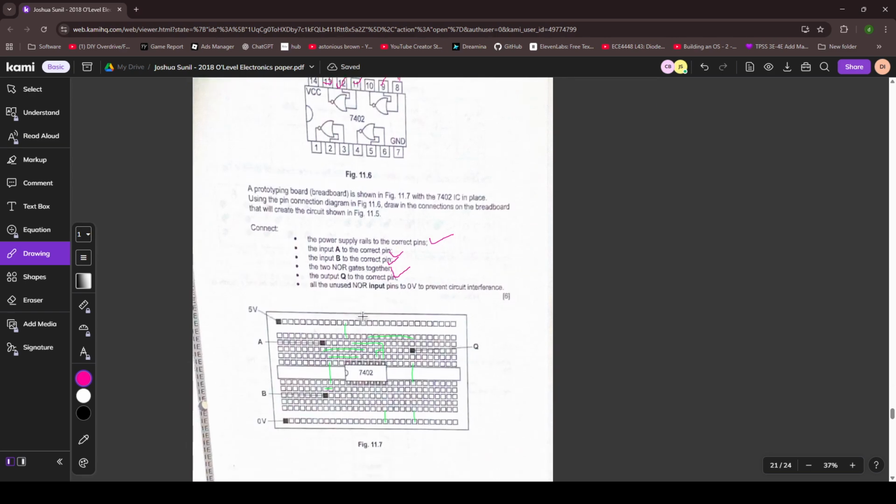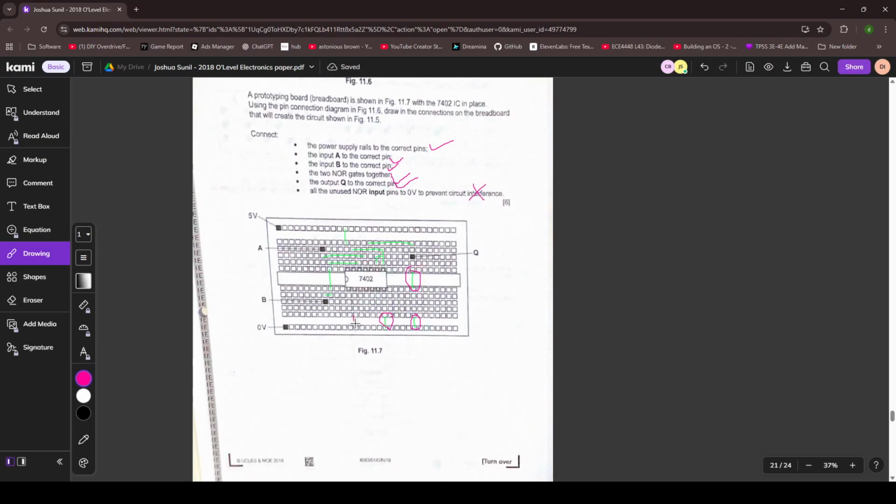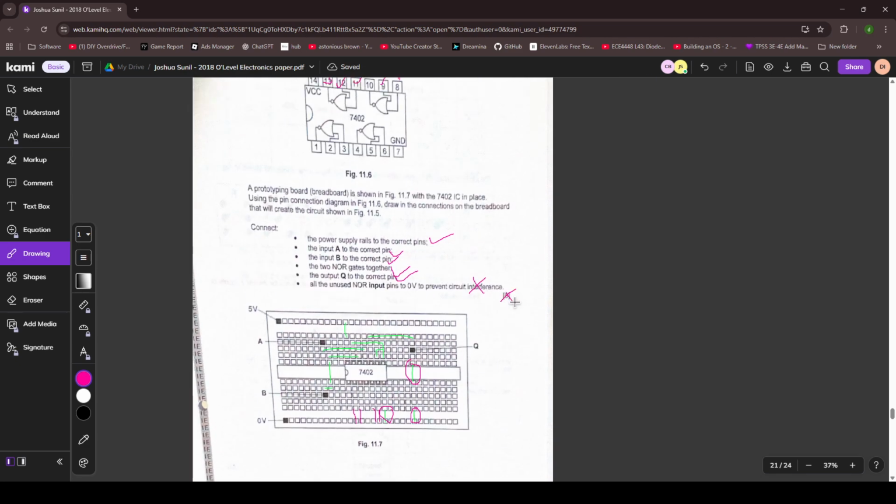The output Q to the correct pin. So what you did is you connected this like this, so this is right. All the unused NOR gate inputs to 0 volts. You didn't do this. Also, they didn't ask you to do this. So you have to connect all the rest of the inputs. You had to connect this to 0 volts and connect this to 0 volts. But you didn't do that, so you get 5.